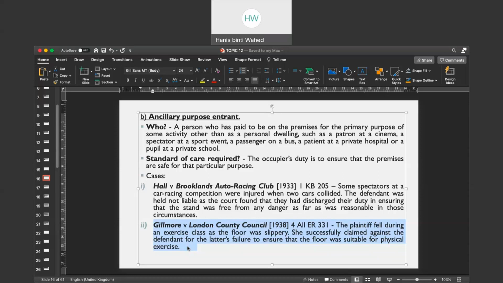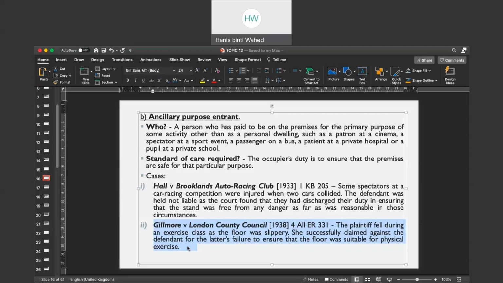Okay. So we can say that based on our discussion on this first type of entrant, an occupier owes a duty of care towards a contractual entrant who enters into his premise either with the intention of occupying it ataupun for any other purpose. Jadi memang ada owes a duty of care. And the duty of care, the occupier kena make sure yang the premise is safe for that particular purpose. Maksudnya tak ada danger, meaning no danger. He must make sure that there's no danger, but not necessarily every possible danger. Okay.